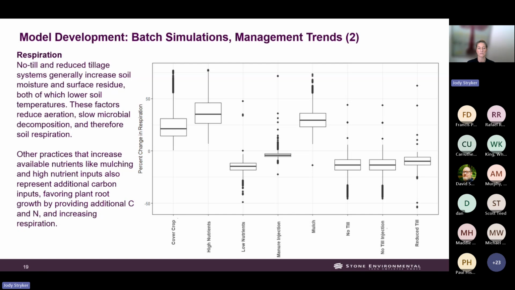I'm not going to show all of these plots, but the trends that I'm showing here for respiration look really similar to those that we saw for carbon dioxide emissions, as respiration is the primary biological process driving carbon dioxide emissions in these cropland systems. We also saw that carbon storage showed reverse trends as this, which makes sense.